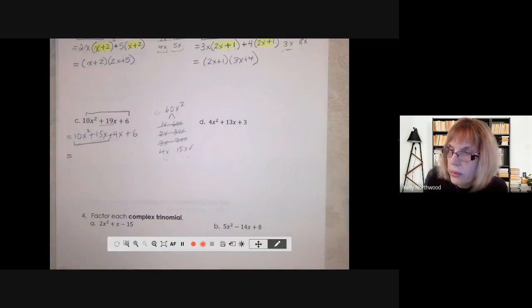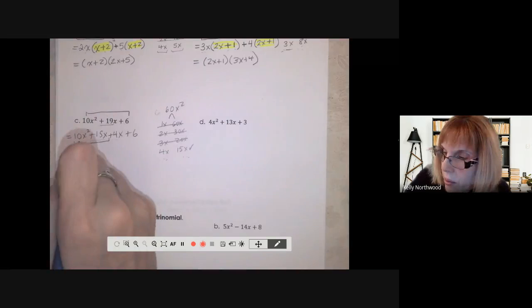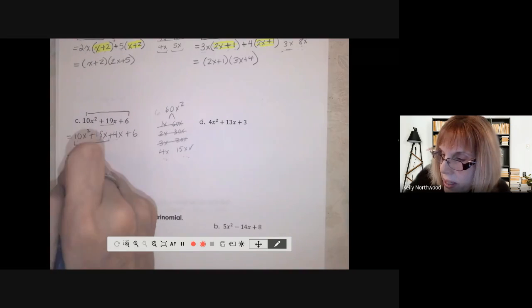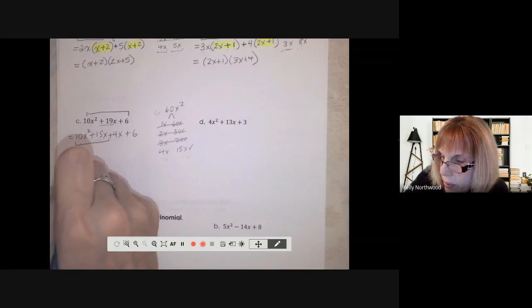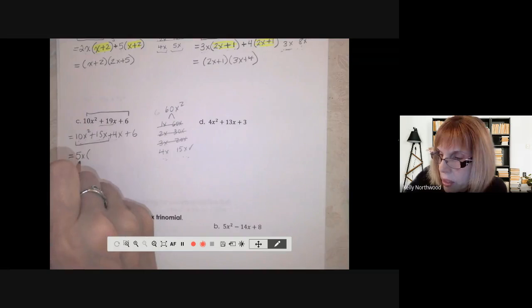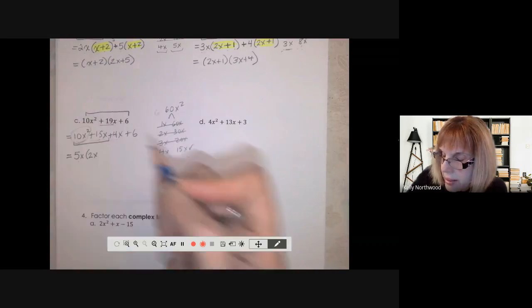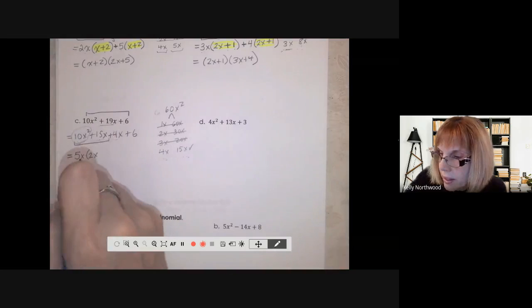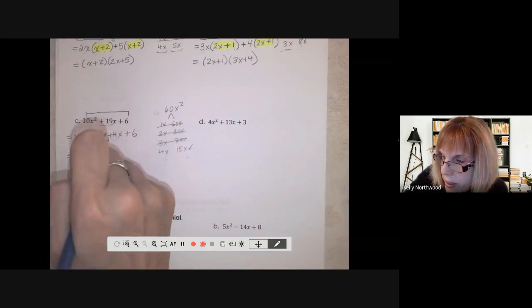So then you want to group your first two terms and see what their greatest common factor is. So the biggest number that goes into 10 and 15 evenly is 5. And there's also an x in both terms. And then to go in the bracket, what do you need to multiply 5x by to get 10x squared? 2x. And then what do you need to multiply 5x by to get positive 15x? Positive 3.